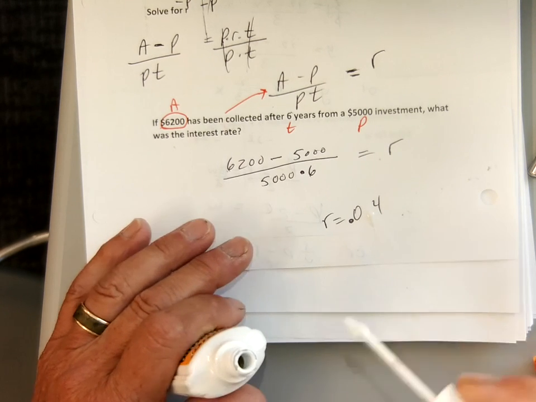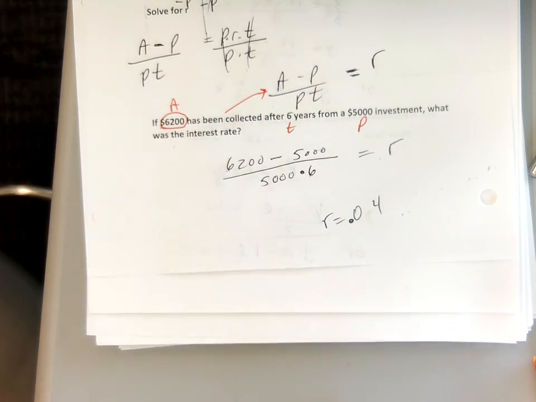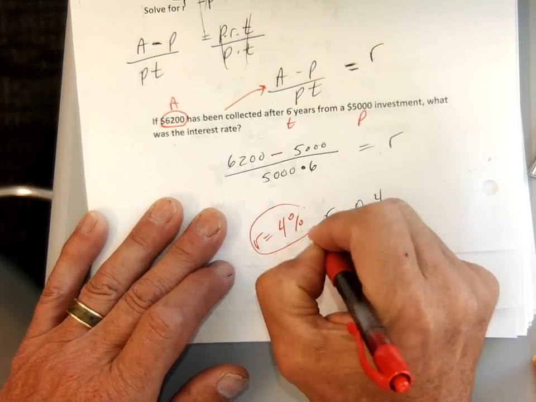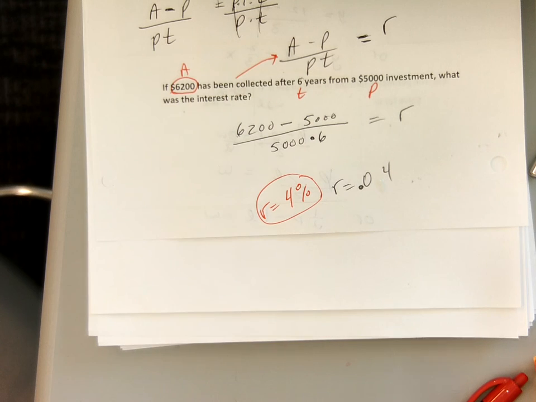So that is correct. But as a percentage, what is that interest rate? Yes, Grace? It's just 4%. Everybody agree with that? It's just 4% because we move the decimal 2 places. Thanks, Grace. So R equals 4%. All right. I'm going to stop my recording.